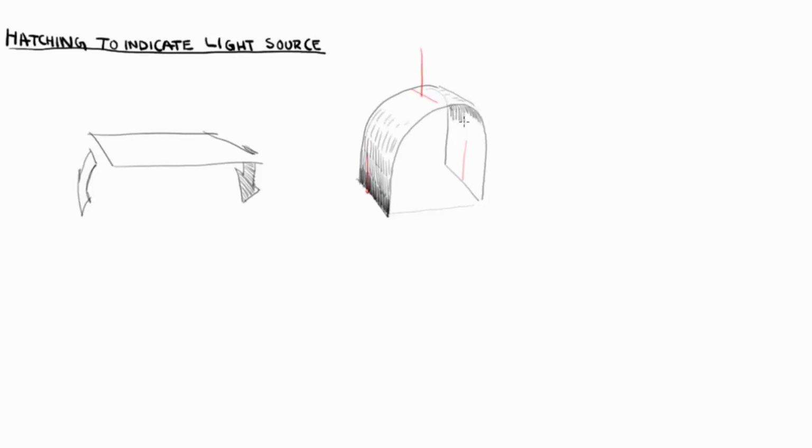Notice that the darkest areas have increased density of hatching lines. Even though I'm decreasing the space between these lines and including more of them, I make sure that every line is parallel to one another and that they're all parallel to the plane.